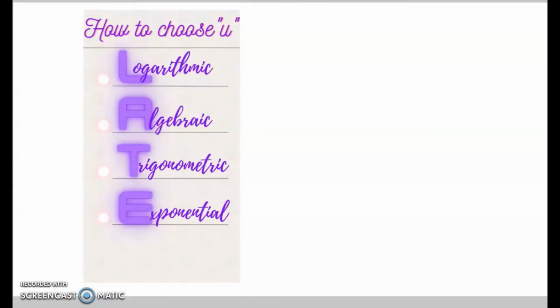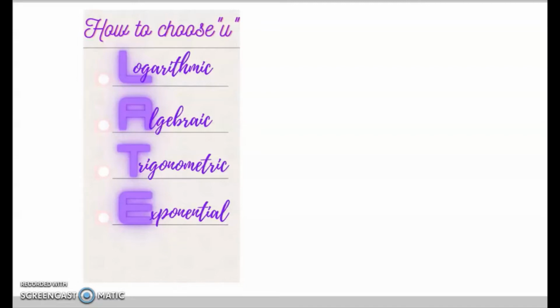So it says LATE: L for logarithmic, A for algebraic, T for trigonometric, and E for exponential. So there is an arrangement here. It means that the first to appear is the one that you will choose to be your u.